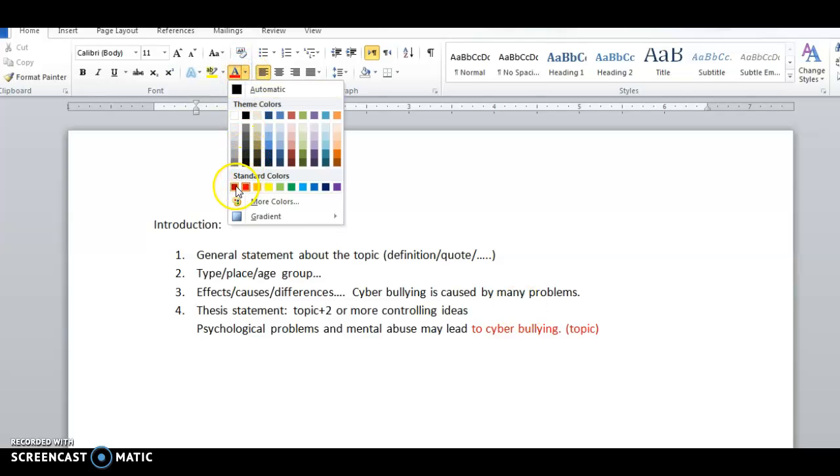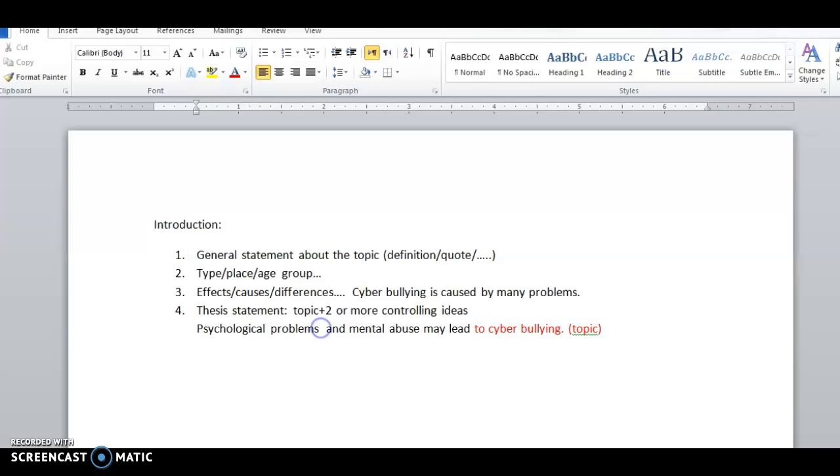Here we have two controlling ideas. The first controlling idea is the psychological problems. The second controlling idea is the mental abuse. So here in this sentence, the thesis statement, we have two controlling ideas. Meaning, I should write two body paragraphs. One paragraph should be about the psychological problems and cyberbullying, the second about mental abuse and cyberbullying. I cannot give less than two controlling ideas.